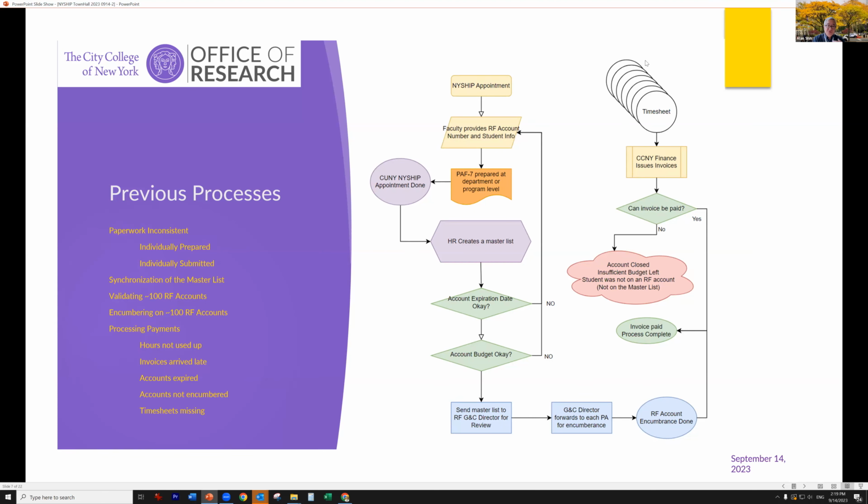Now, the students and the faculty submit the timesheets. Finally, the semester ends, CCNY finance issues the invoices, and then the invoices need to be paid. And the provost office, again in these green boxes, will process those invoices.